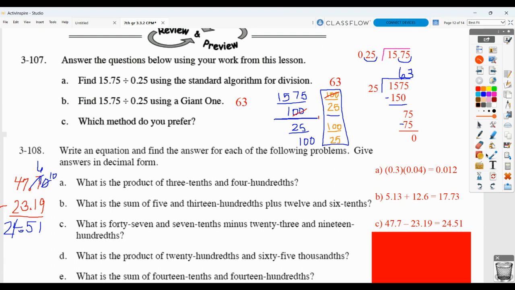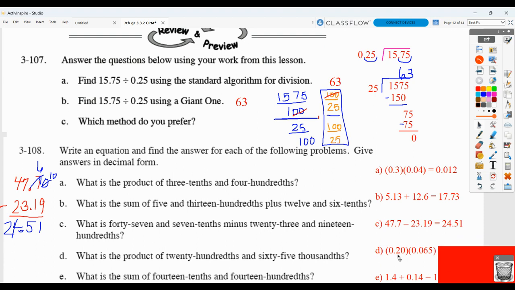Product of 20/100ths and 65/1000ths. Well, again, 20/100ths has 2 decimal places. 65/1000ths has 3 decimal places. So we need 5 decimal places in the answer. So you take 20 times 65, and you end up getting 1,300. So let me show you that. Because 2 times 65 is 130. 20 times 65 is 1,300. But you need 5 decimal places. So 1, 2, 3, 4, 5. That's how we get that answer.